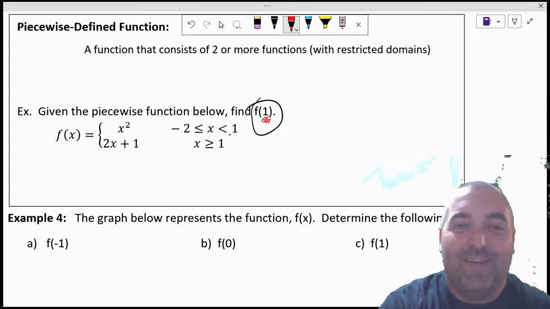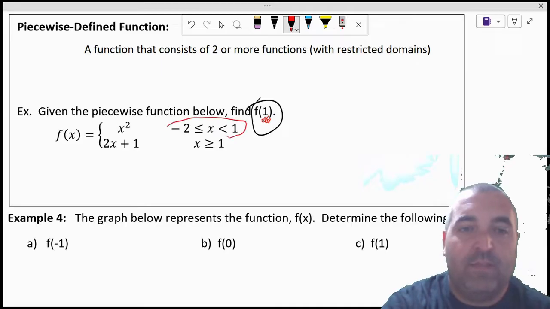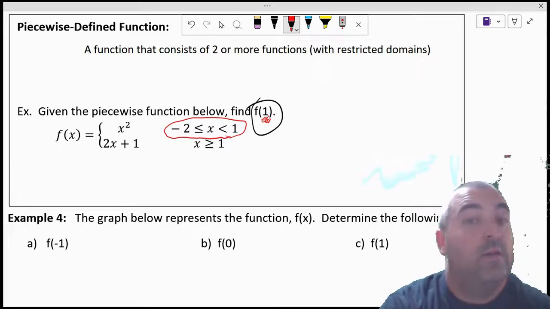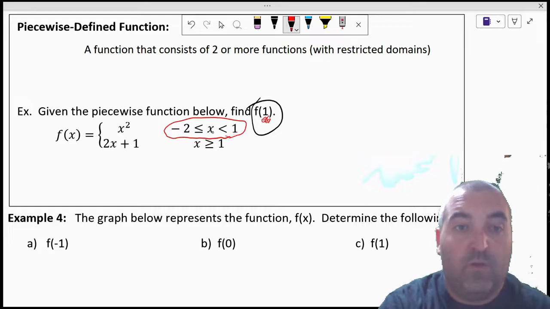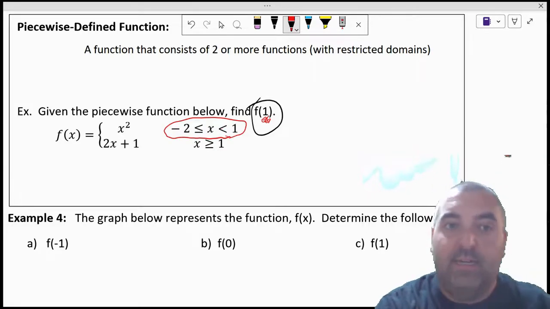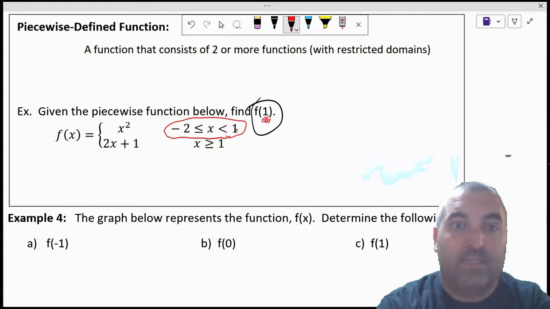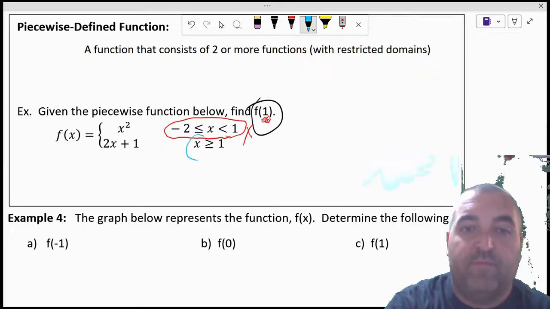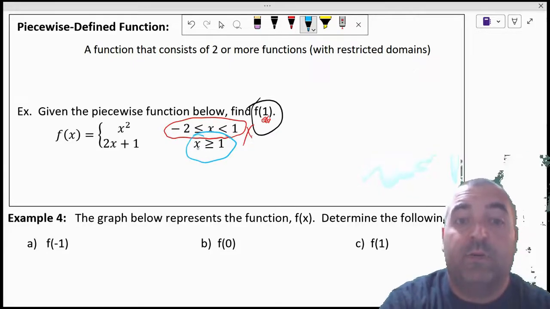So for 1, if I look at the first one, I want to think, okay, is 1 between -2 and 1? Now you're like, oh, 1, but it says less than 1. So it's not equal to 1. So this would go all the way up to 0.9999, but once you hit 1, it's not in this function. So this, not good. But then when we look at the second restricted domain, this one is x is greater than or equal to 1.